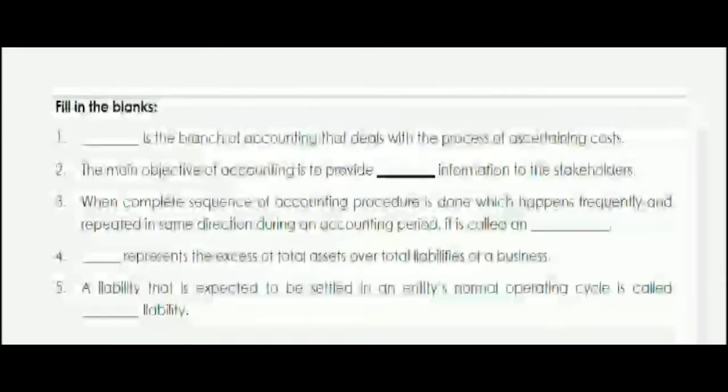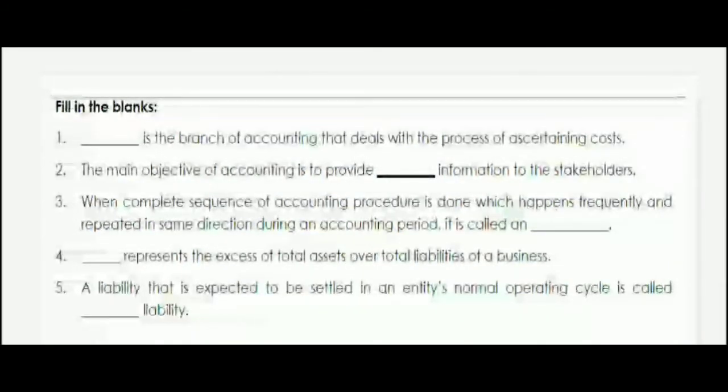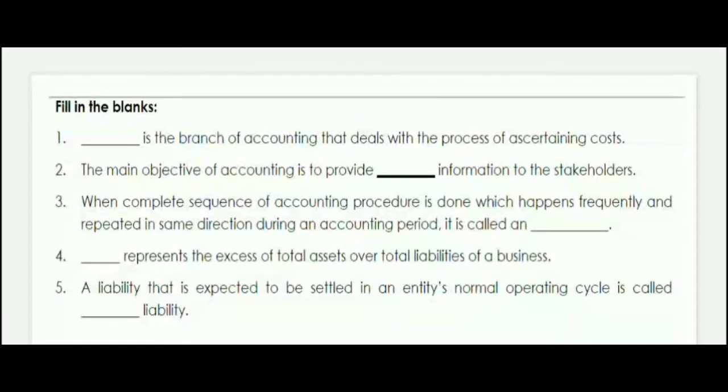Let's see the next. As you can see, the second question type is fill in the blanks. On your screen, the first question is: blank is the branch of accounting that deals with the process of ascertaining cost. So what will be the answer, guys? I'll wait for 3 seconds. 1, 2, 3. I hope you may have given the answer. If not, I have the options for you: cost accounting, financial accounting cycle, net worth, or current.